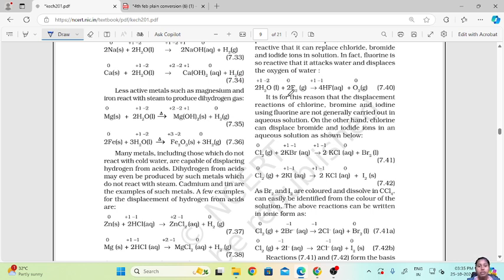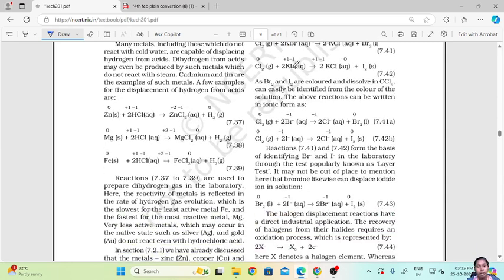It is for this reason that displacement reactions of chlorine, bromine and iodine using fluorine are not generally carried out in aqueous solution. You cannot carry out that experiment in water, because fluorine, other than replacing chlorine, bromine and iodine, can also replace oxygen from the water molecule. On the other hand, chlorine can displace bromide and iodide ions in an aqueous solution.